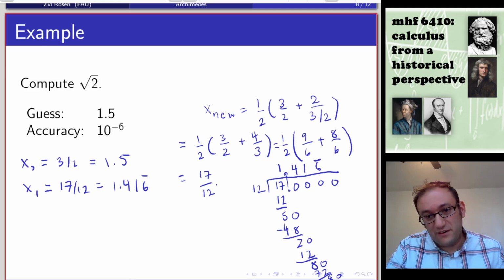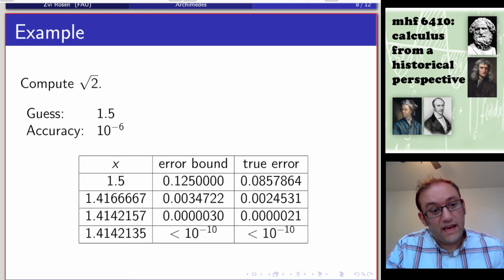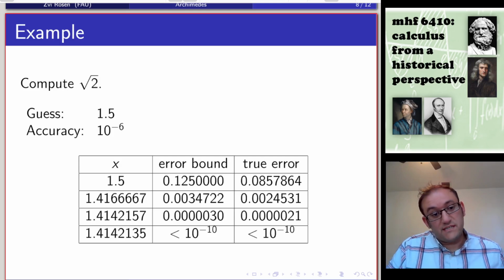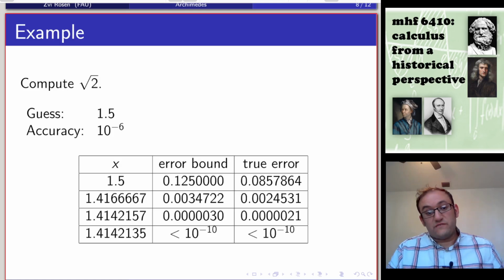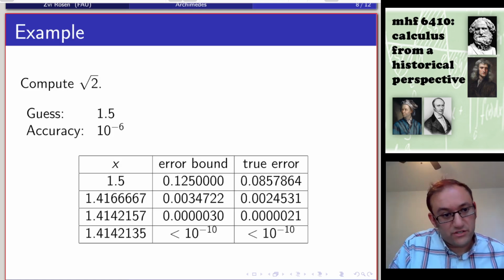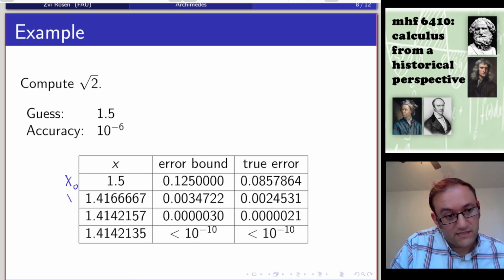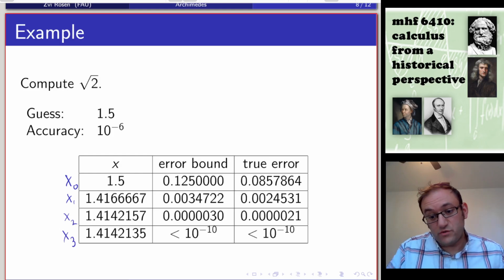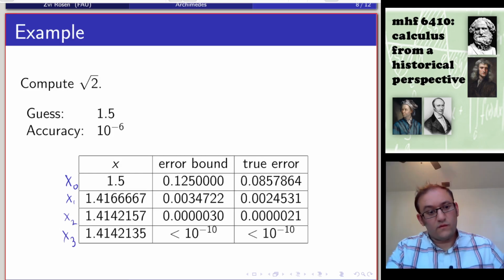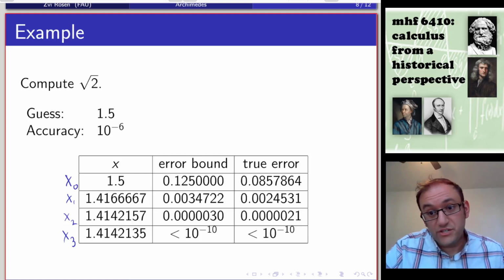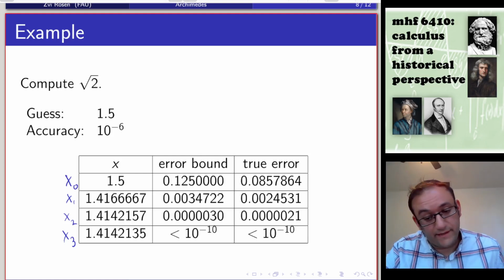Fortunately, we have computers nowadays, though the Babylonians did not. And we can get this sequence of approximations. And already by the 4th approximation, we are at below 10 to the minus 10 error. So our accuracy is achieved already after 3 iterations, because the first one here is just our initial guess: x0, x1, x2, and x3. So this seems to converge quite nicely. We see that this iteration gets us very close quite quickly.